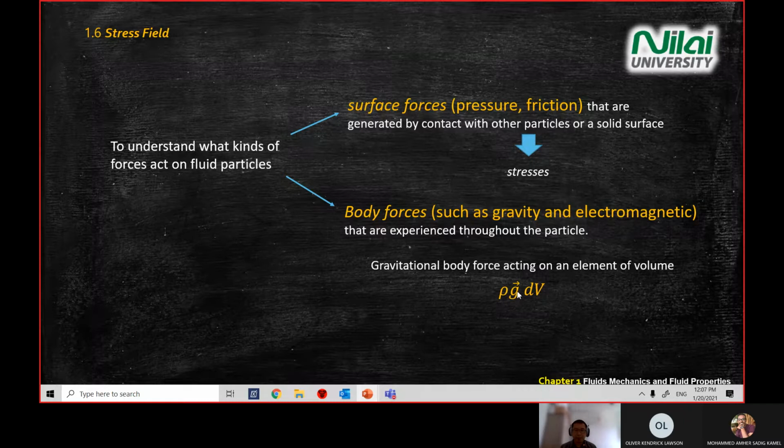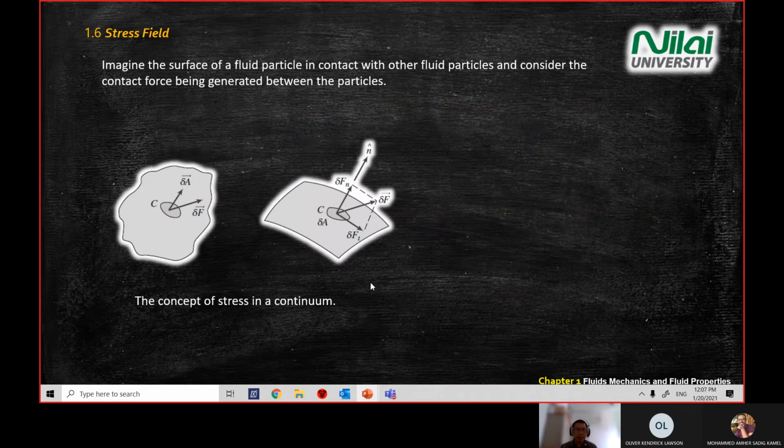which gives you this formula, rho g dv. Later on we'll explain more about this equation. And last lecture we explained that when we have a small force acting on a small area, delta A, this force acting at a certain angle is a vector that we can expand to normal direction and tangential direction. Okay, so these are the basics that you learned in your previous module.